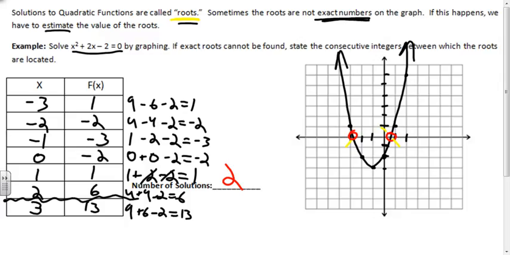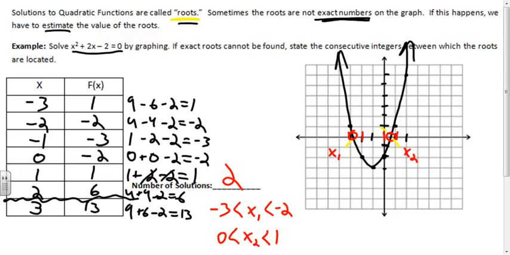But for now, we would just say that if we called this our first solution, our x sub 1, we would say that negative 3 is less than x sub 1 is less than negative 2, because it's somewhere in between negative 3 and negative 2. If this one was our x sub 2, our second x value, 0 is less than x sub 2 is less than 1, because it's somewhere in between 0 and 1.